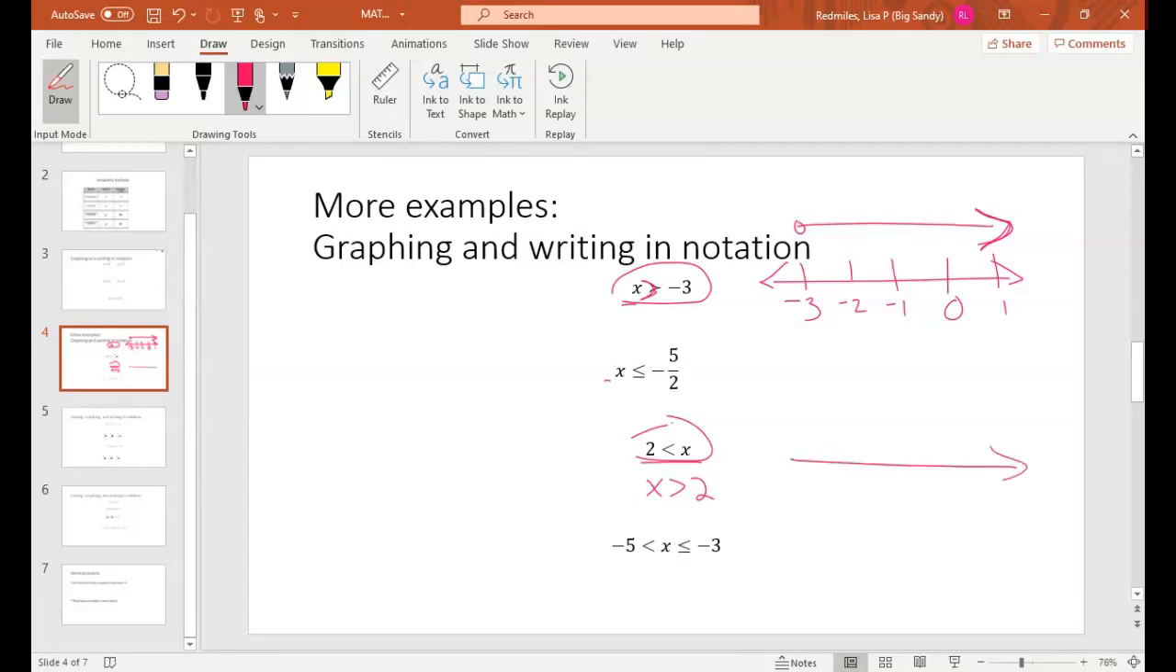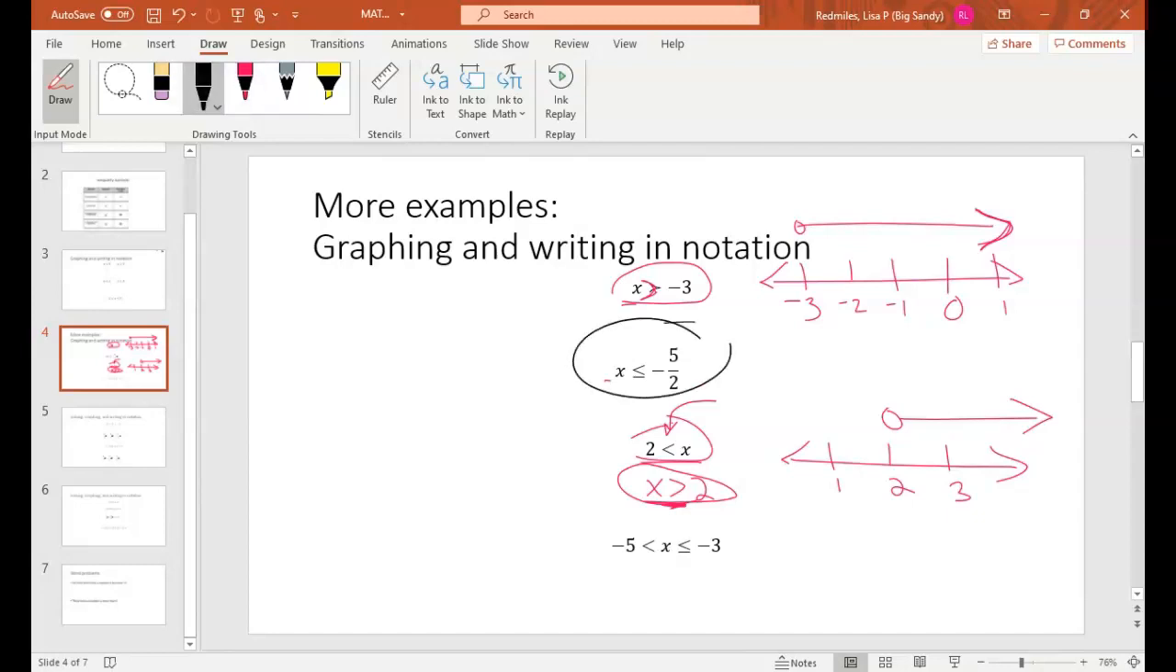So that just helps you to know that it is going to the right. That symbol means it's going to the right. Up here, you may have made a mistake. So understand that flipping. Now I'll backtrack to this one that has a fraction.